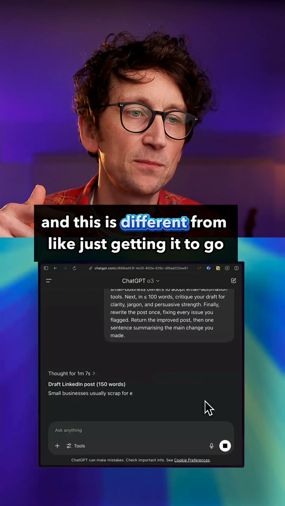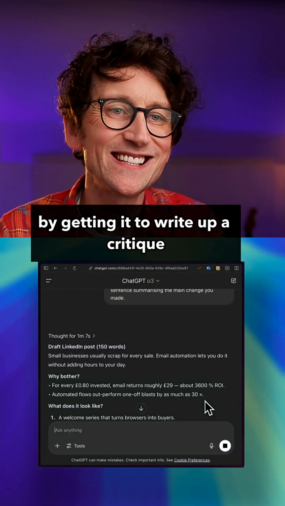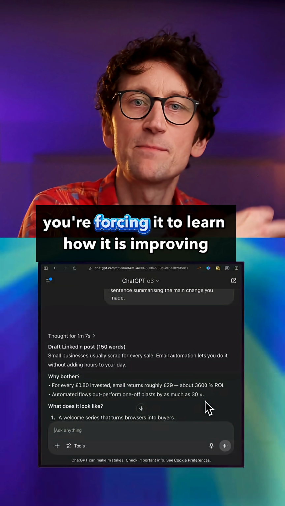And this is different from just getting it to go, oh, give me a better version, give me a better version. By getting it to write up a critique, you're forcing it to learn how it is improving and creating the next iteration.